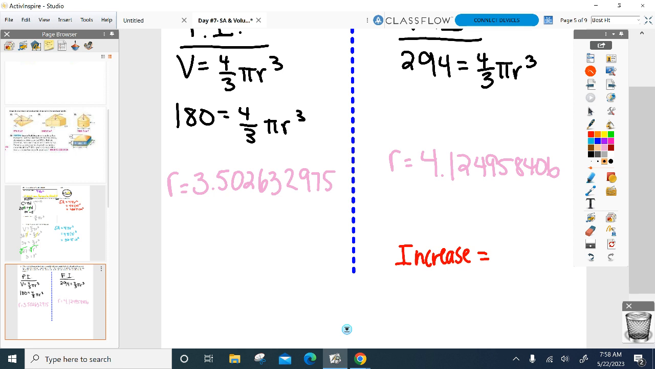What? Answers are double here. Double mine, huh? So what'd you do? 3/4. Did you divide by pi? You gotta get r cubed all by itself. So you gotta get rid of the 4/3 and the pi before you do cube root. Okay?